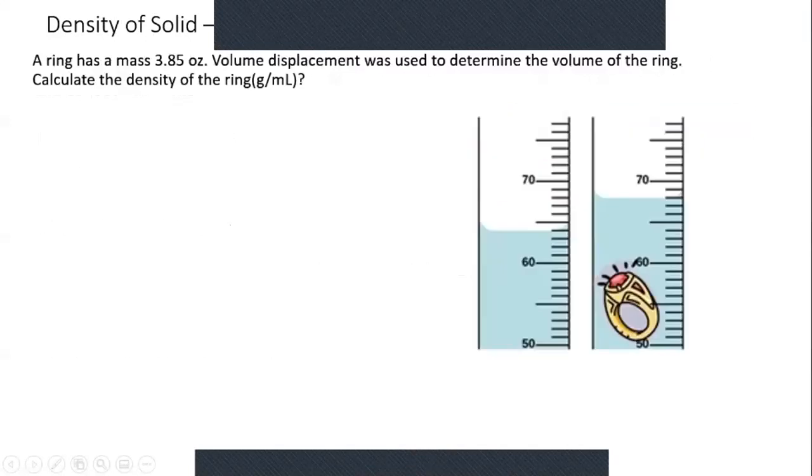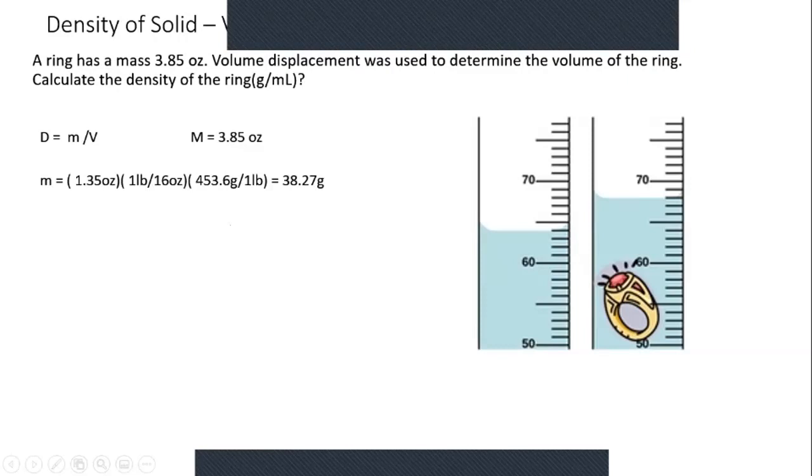Now we have the density of a solid by volume, so the volume displacement method. So we have a ring that's 3.85 ounces. Volume displacement was used to determine the volume of the ring, shown below. Calculate the density of the ring in grams per milliliter. So we know density is mass over volume. We know the mass is 3.85 ounces. It's given to us in the problem.